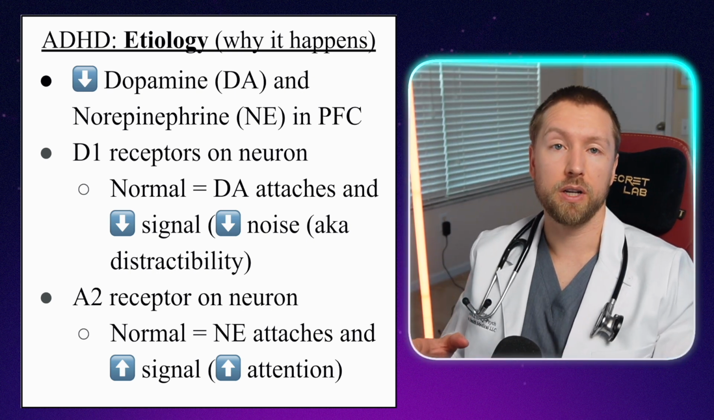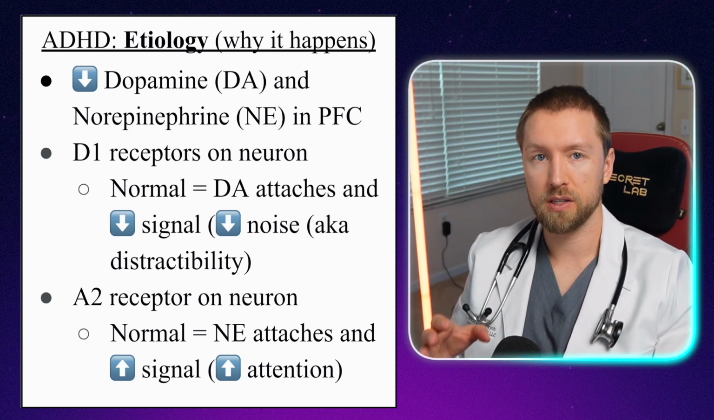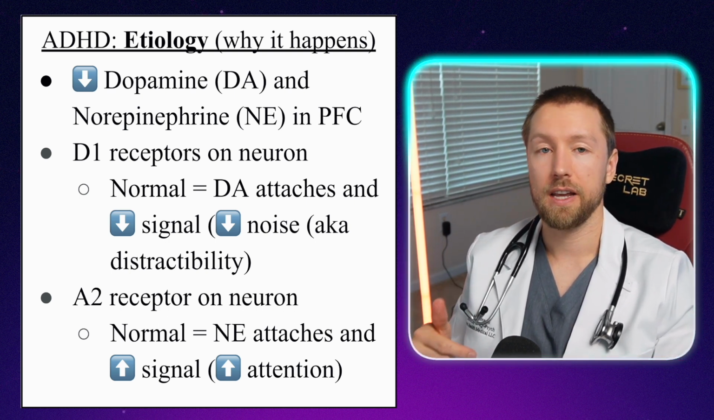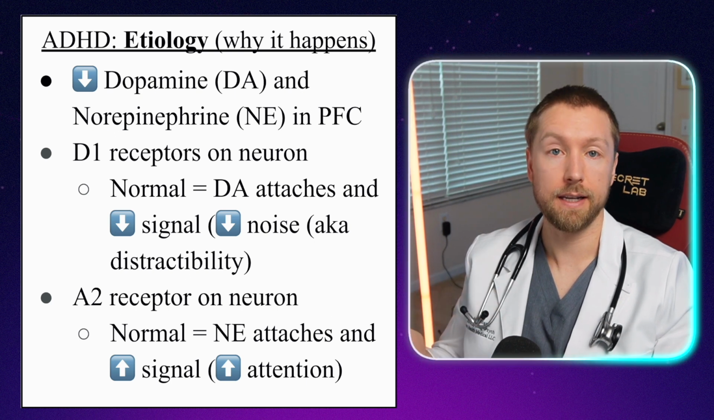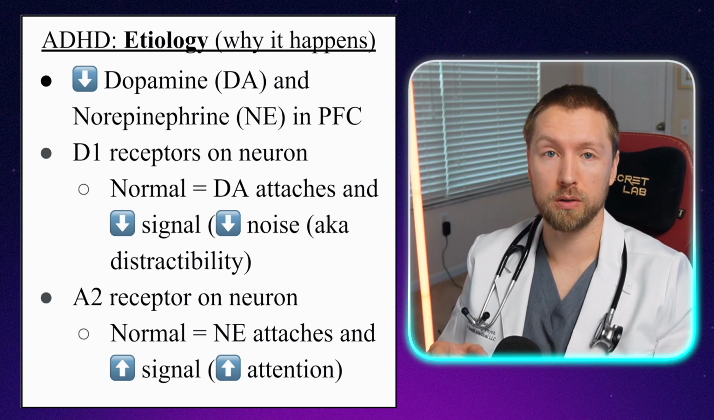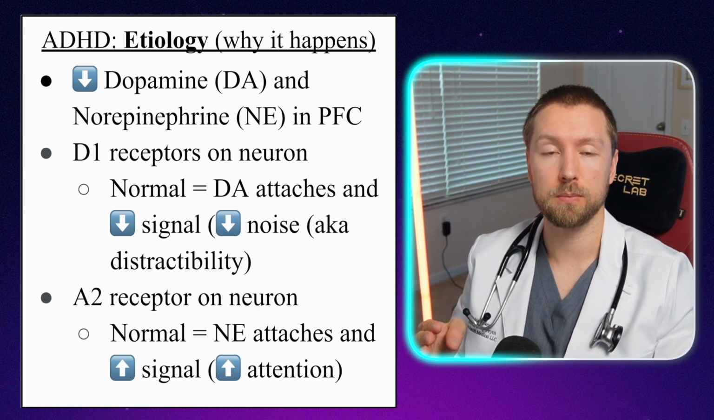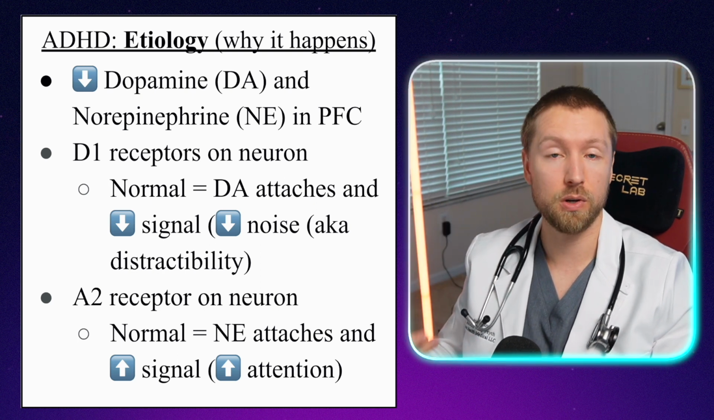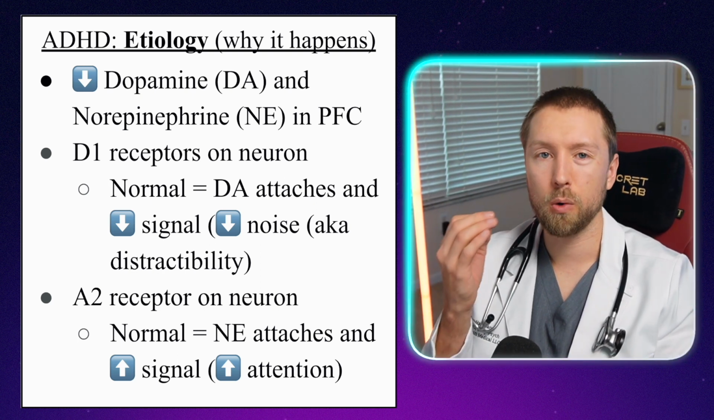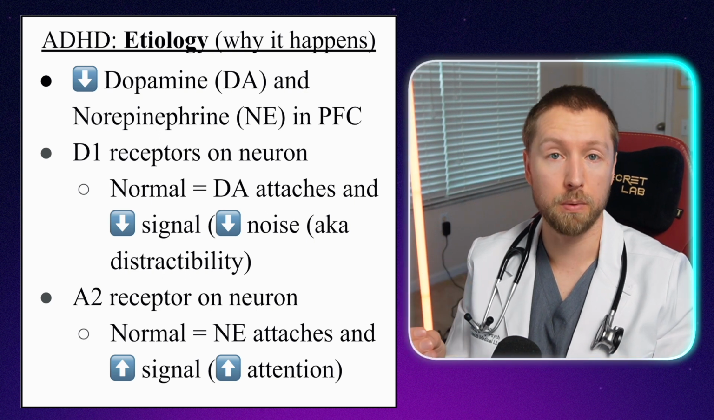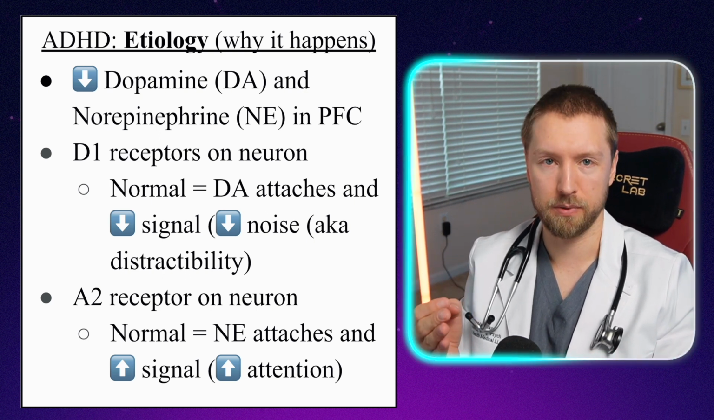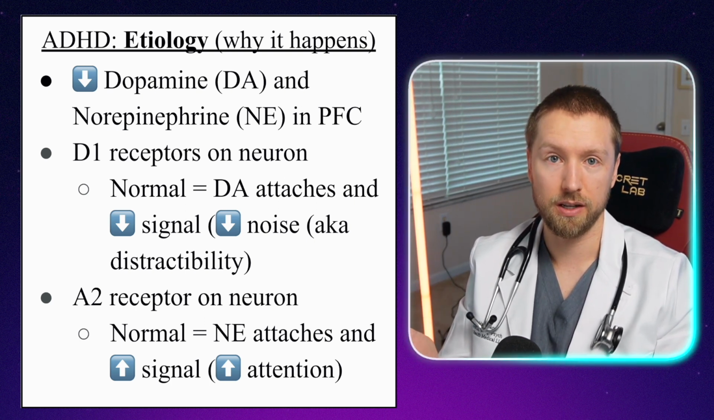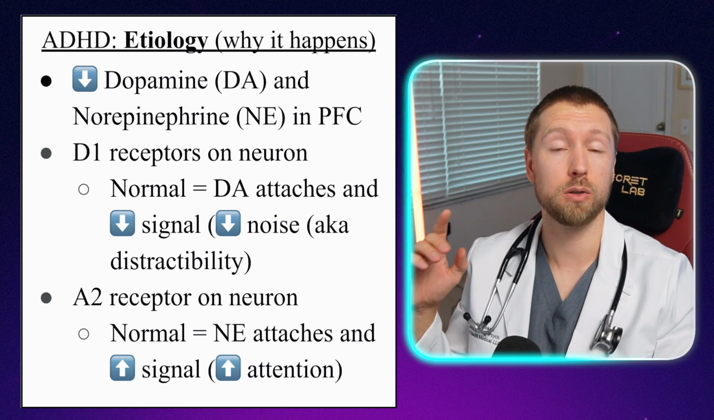When we go a bit deeper into the etiology, there are two specific receptors on neurons in the prefrontal cortex, namely the D1 receptors and the A2 receptors that play a role in ADHD. When dopamine levels are normal, dopamine attaches to these D1 receptors and decreases the signal, therefore decreasing the noise, decreasing the amount of distractibility. So as we know in ADHD, there's a decreased amount of dopamine. So when we're looking at the D1 receptor, if there's not enough dopamine able to bind to the D1 receptor, then the noise will be high and distractibility will be high.